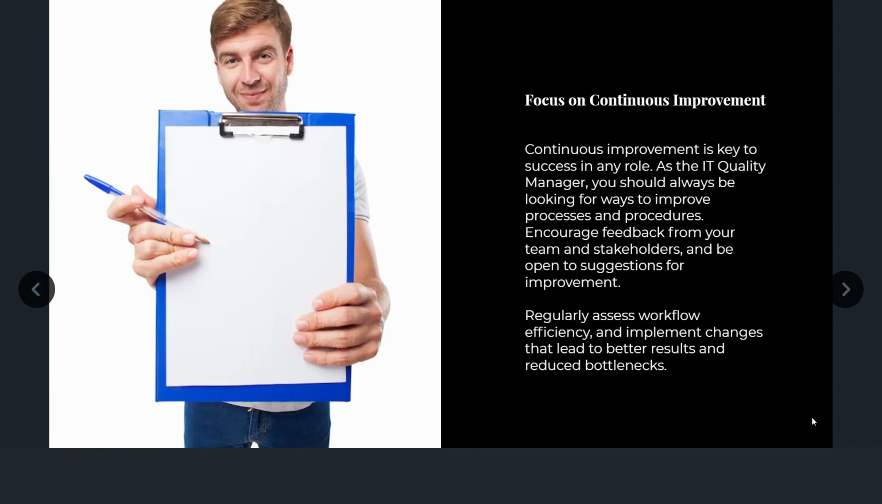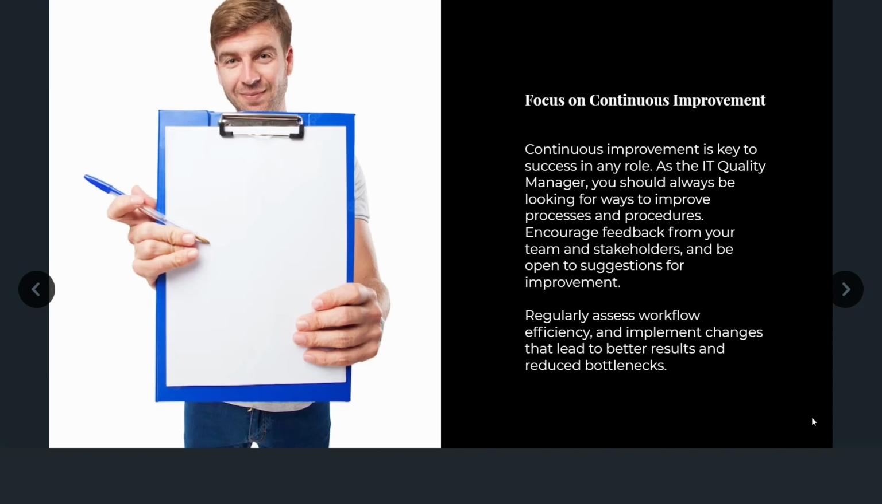Focus on continuous improvement. Continuous improvement is key to success in any role. As the QA manager, you should always be looking for ways to improve processes and procedures. Just because somebody used to do it this way doesn't mean you have to continue doing it that way, especially if the process is stupid or an obvious sign of corruption between the owner and the vendor of some crap defect tracking software.